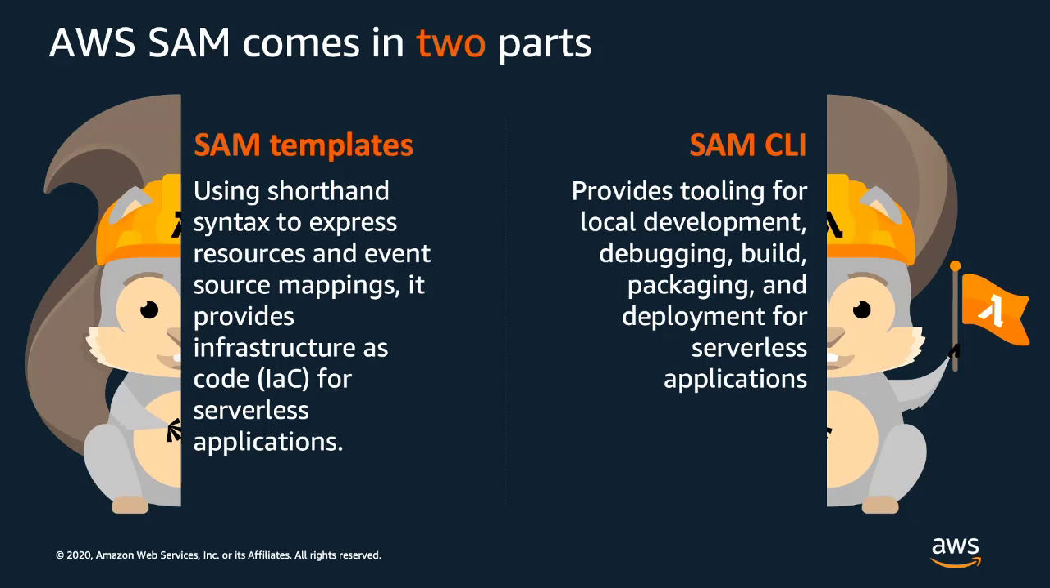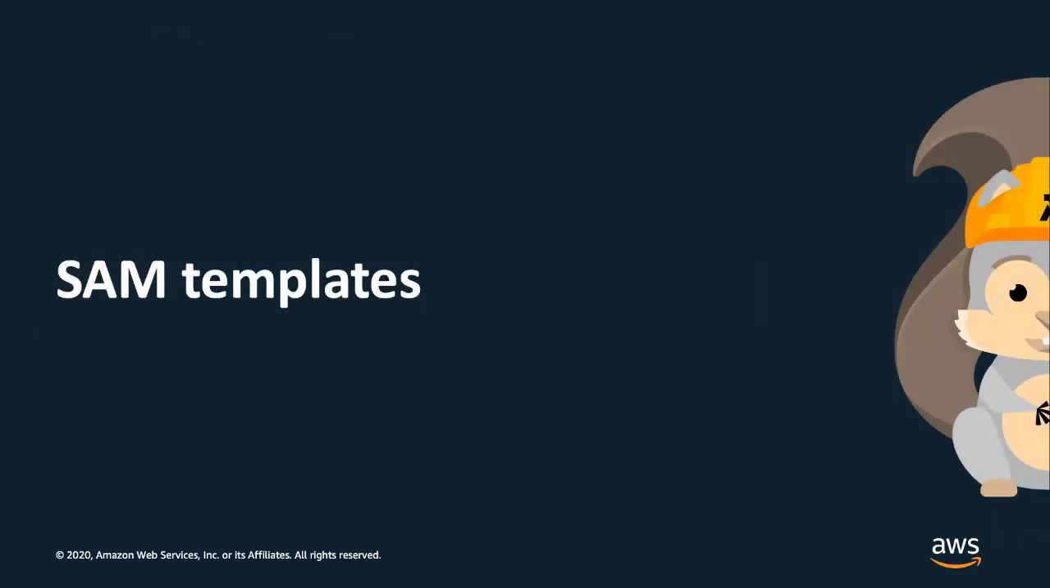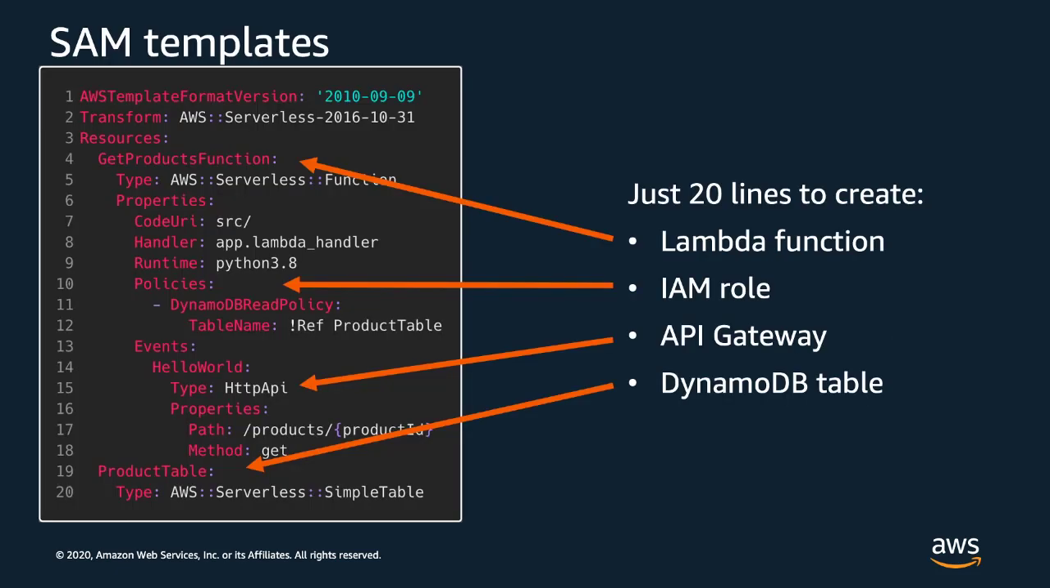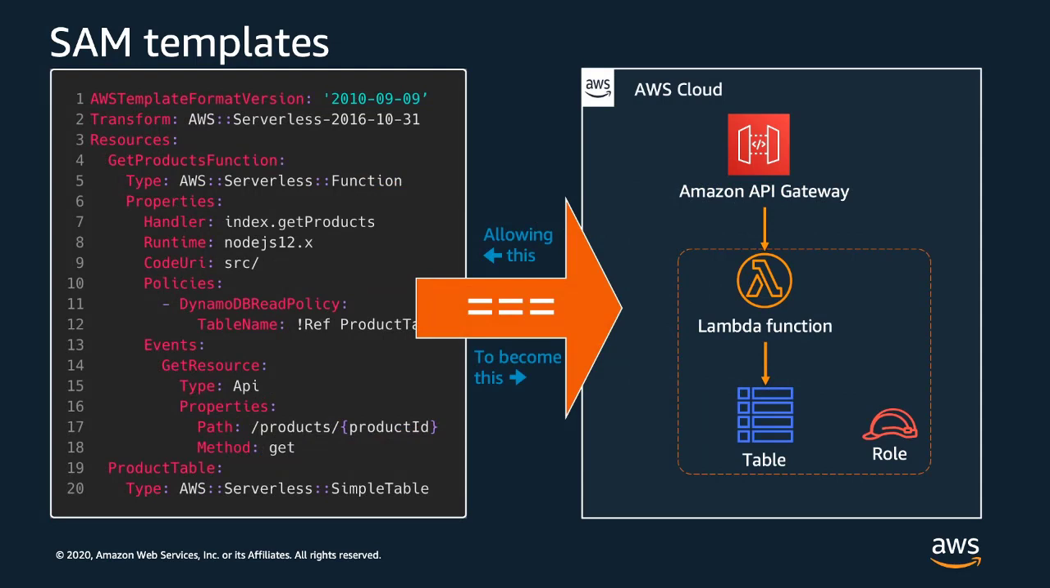So let's jump into SAM templates first. This is an idea of what a SAM template looks like. You can see here that I've got 20 lines of code. And in just these 20 lines, I'm going to create a Lambda function, an IAM role, an API gateway, and a DynamoDB table. So these 20 lines of code then convert to infrastructure. And I can version this code because it's infrastructure as code. I can version this, I can change it, and I can push new updates.